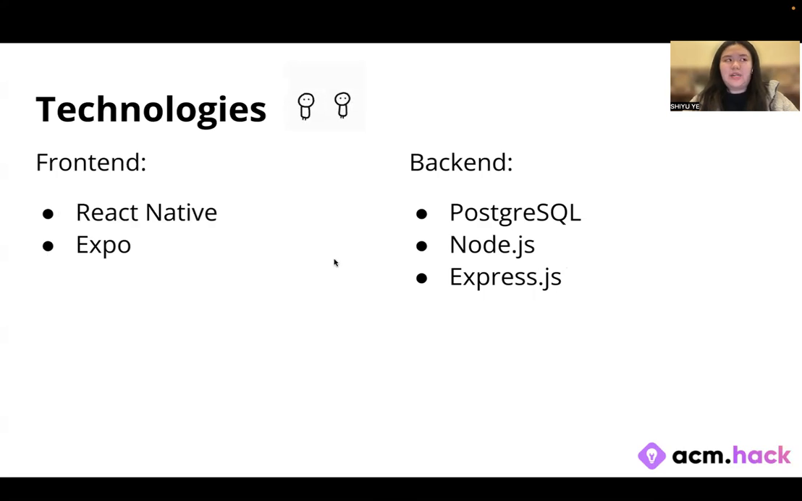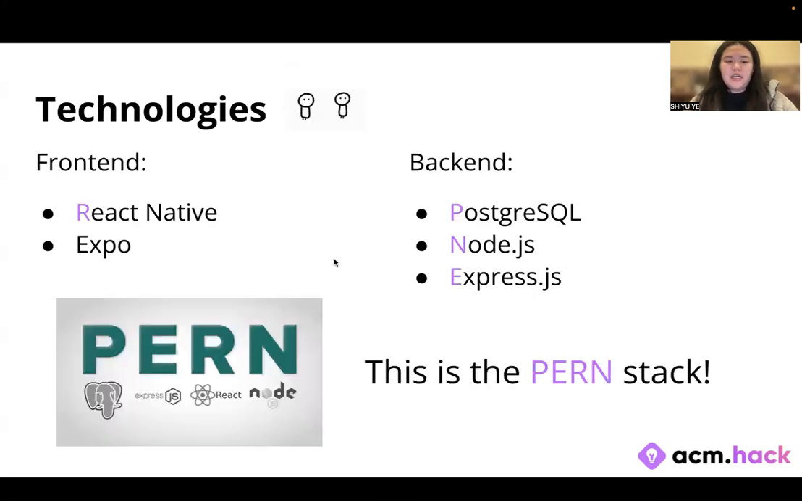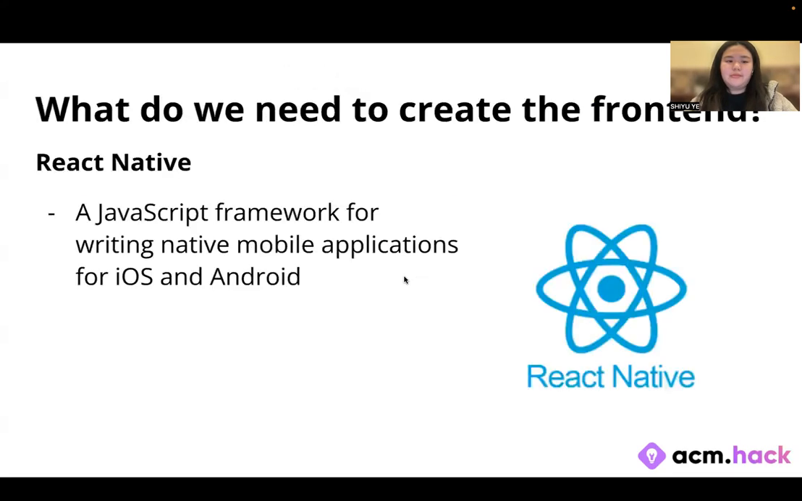PostgreSQL, Node.js, and Express.js. This is where the word kern comes from. You take the initial for each of these technologies, and you get the RN. This is the kern stack. Cool. So let's first discuss technologies we need to create the front end.